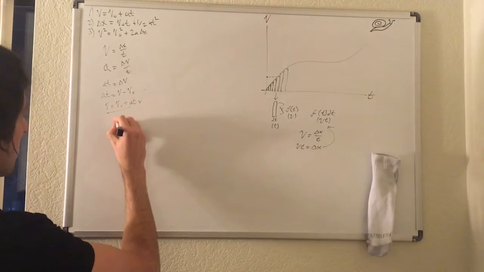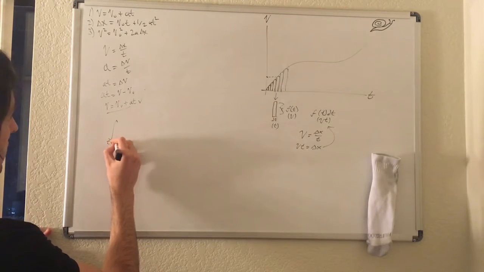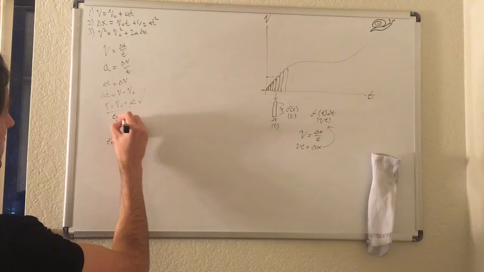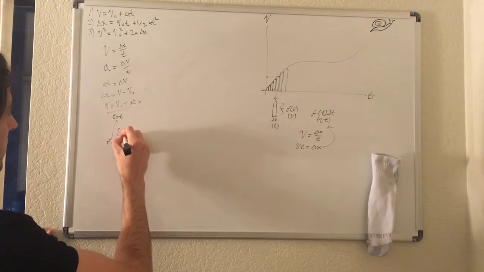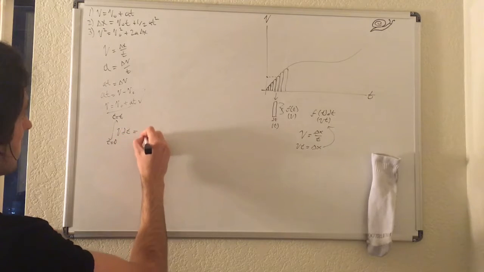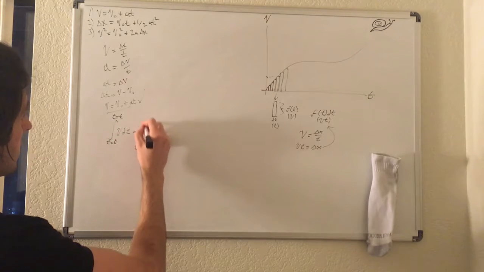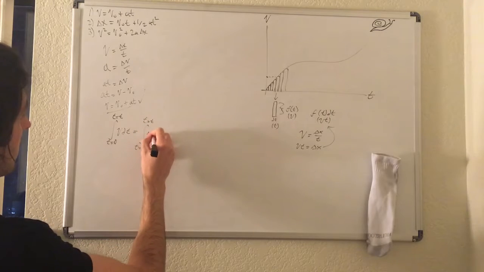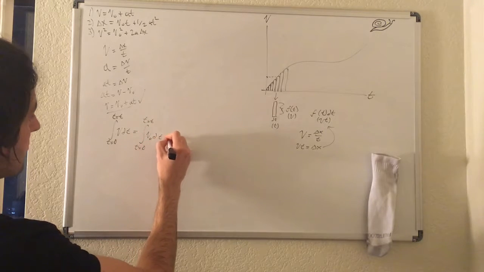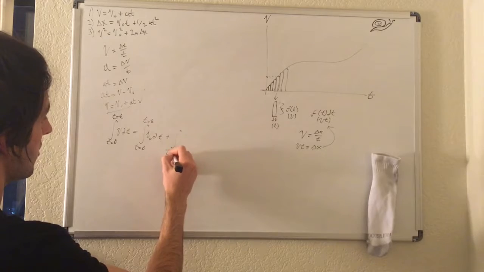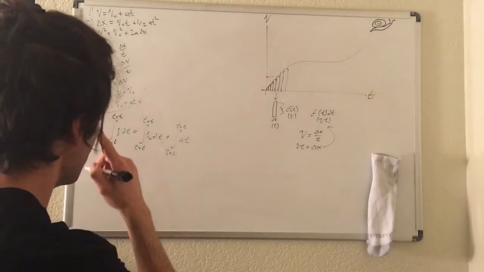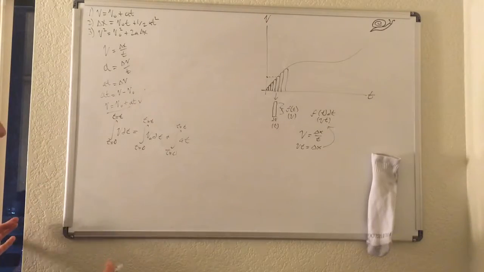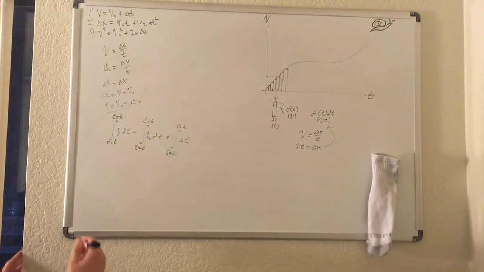We'll take the integral from t equals 0 to t equals t of final velocity, and that equals the integral from t equals 0 to t equals t of initial velocity plus the integral from t equals 0 to t equals t of acceleration times time. It looks a little complicated, but this is the easiest integral in the world.